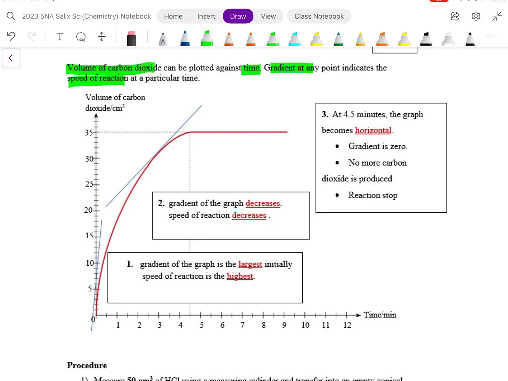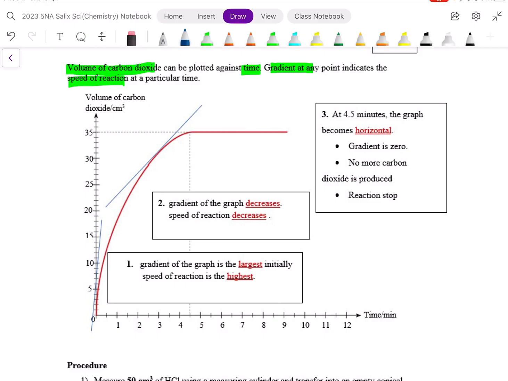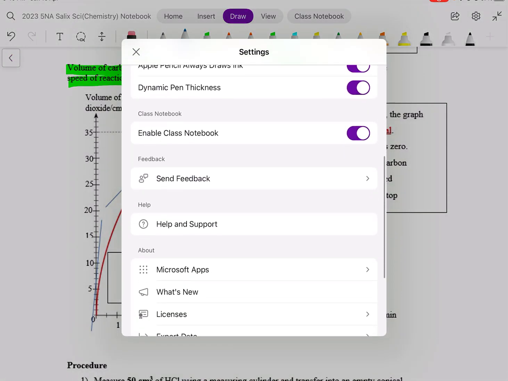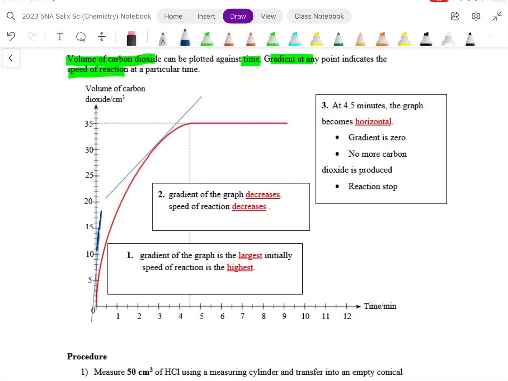So what you can see is this, initially down here, this line. I'm trying to draw a tangent here. Never mind, trying to see whether there's a ruler. So you can draw the tangent to that point. What you can see is this: the gradient actually gets more and more gentle.